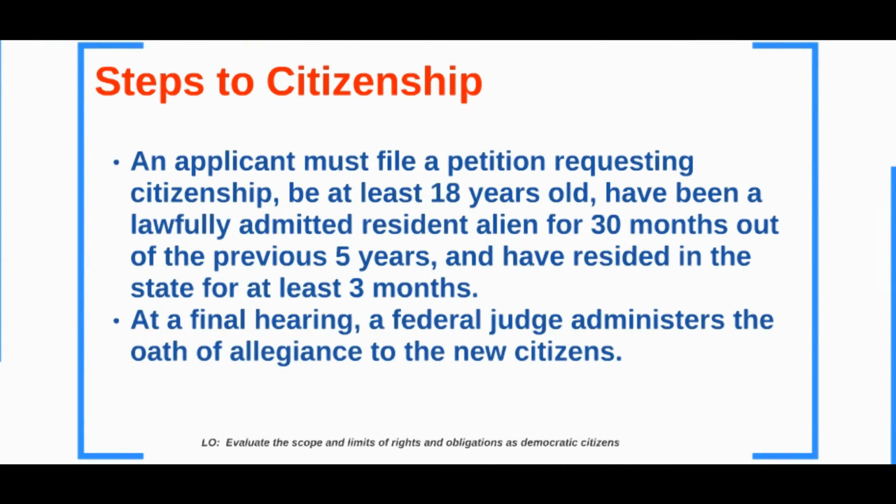Steps to citizenship. An applicant must file a petition requesting citizenship, be at least 18 years old, have been a lawfully admitted resident alien for 30 months out of the previous 5 years, and have resided in the state for at least 3 months. At a final hearing, a federal judge administers the oath of allegiance to the new citizens.